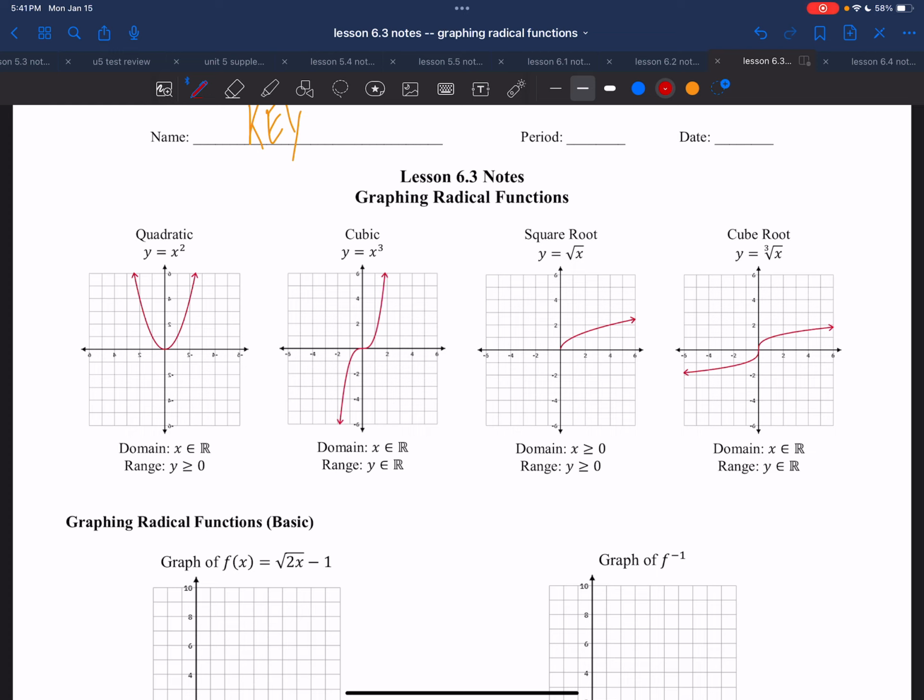Today's a good day. It's Monday, it's MLK Day, it's 25 degrees outside. Oh, it's just nice to be inside. We could do some math together. We can graph some radical functions. Oh, it's going to be a good time. It's going to be great.